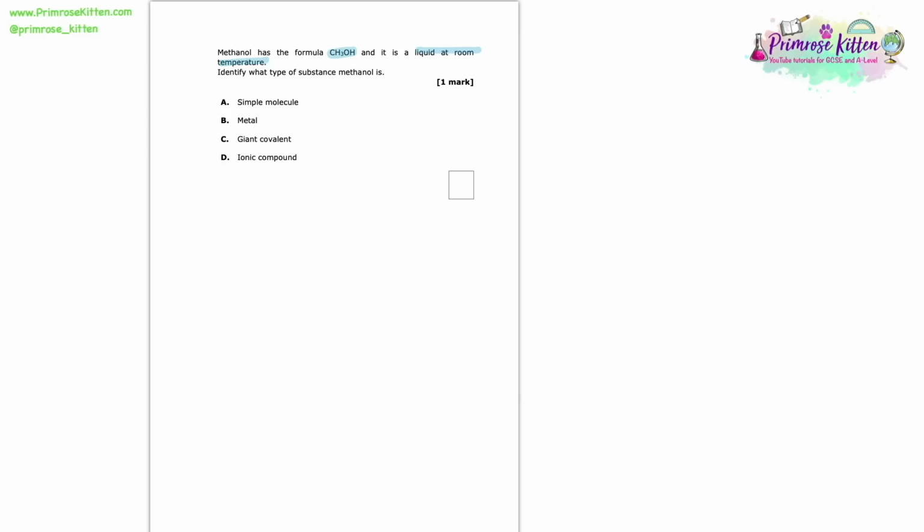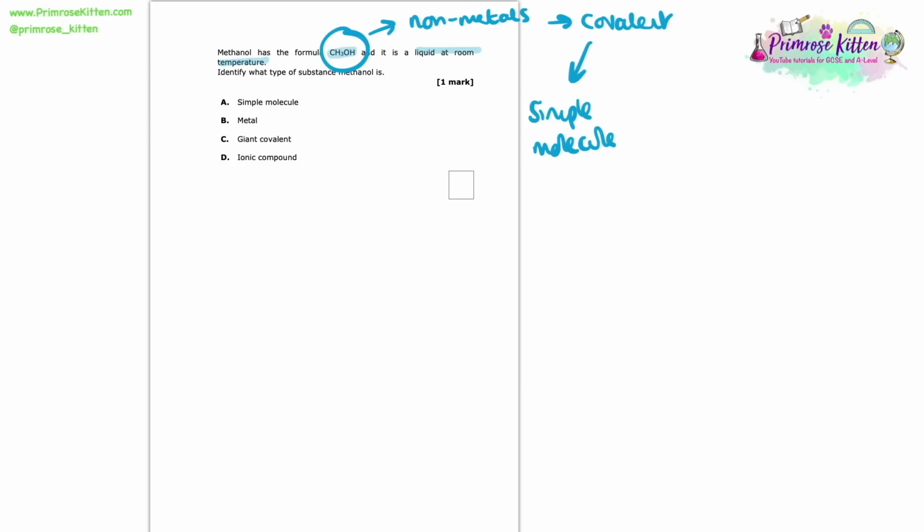We can also see here that it's made up only non-metals. And when we have something made of non-metals, that tells us that it has covalent bonding within its structure. And there's 2 structures that are composed of covalent bonds. That is simple molecules and giant covalent structures. So straight away that does narrow us down here.